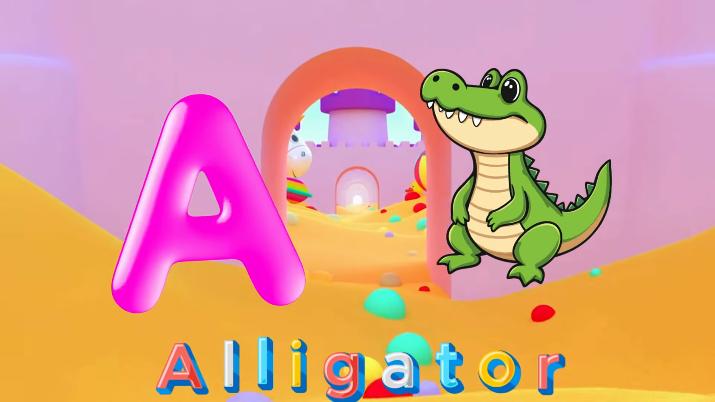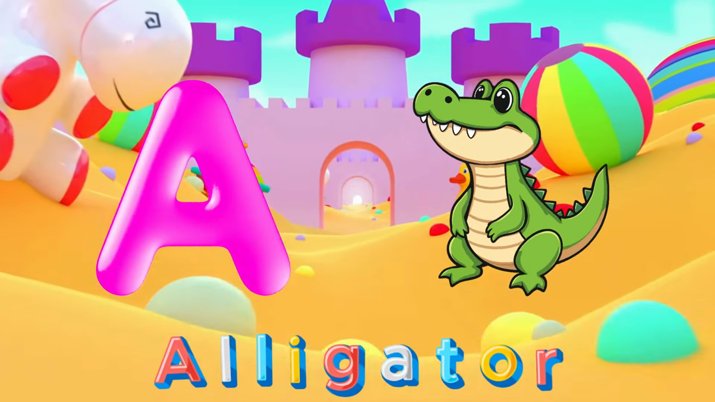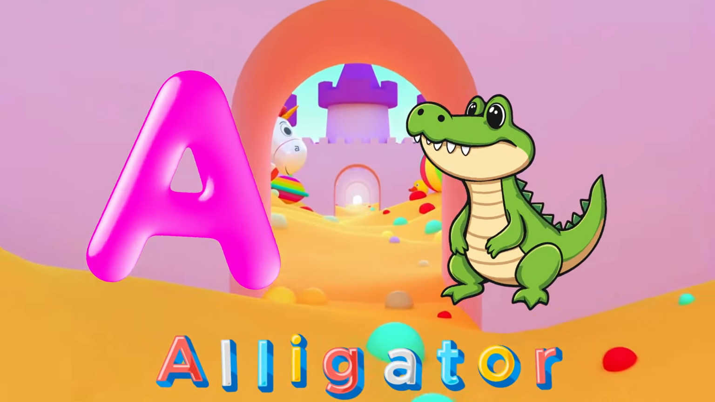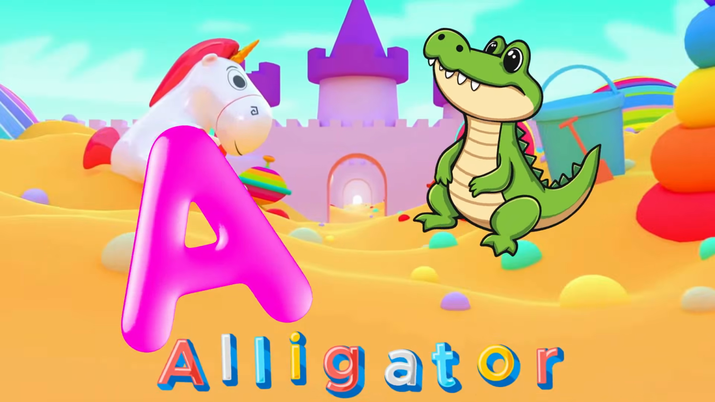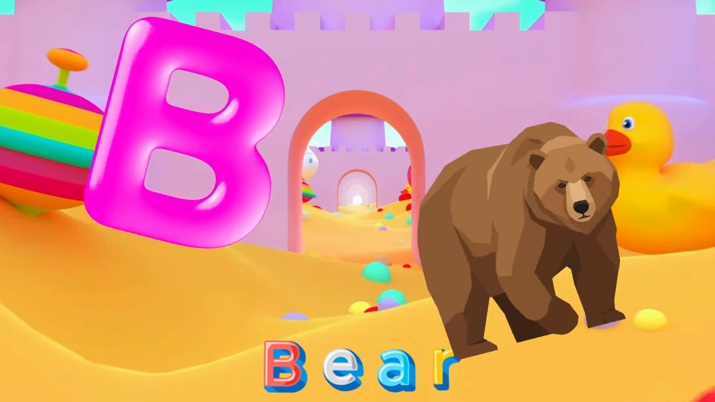A is for alligator, alligator. A is for alligator, alligator. B is for bear, bear.